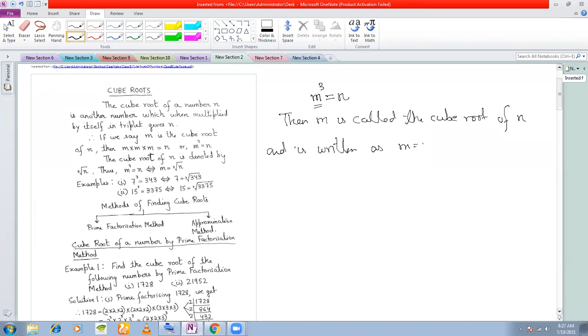m is equal to, just as you give the square root sign in case of a square root, you give the radical sign and you write a small 3 here, not a big 3, a very small 3. This we call the cube root symbol. So for example, say you have 5 cube is equal to 125. Then what can we write? You can write 5 is equal to cube root of 125.